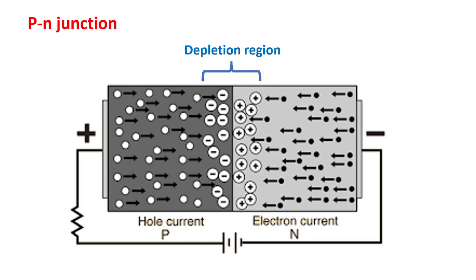So what happens is that there are free electrons in the N type material and free holes in the P type material. These free holes and free electrons move toward each other, and at the junction point, the free electrons and free holes will merge into each other. This is called recombination, and because of this recombination we get a depletion region at the junction.